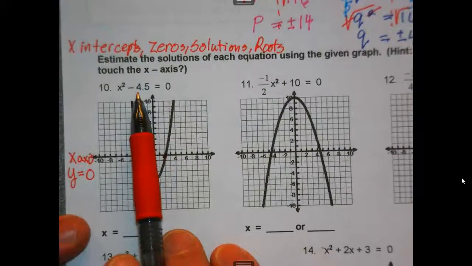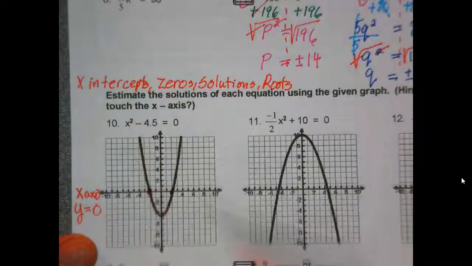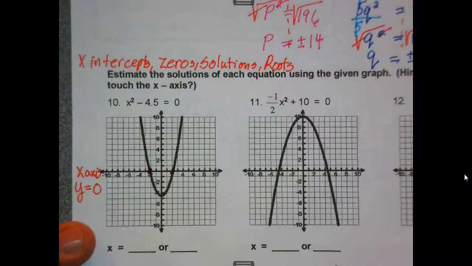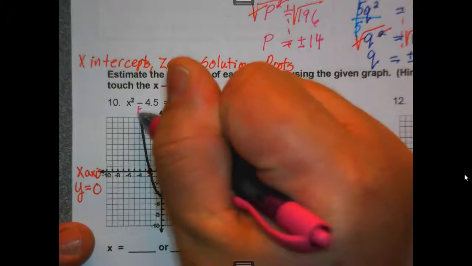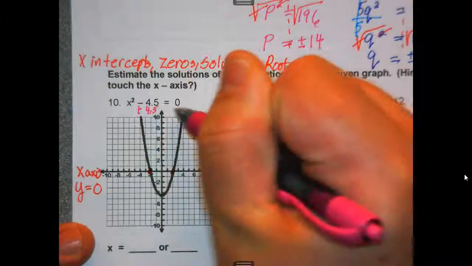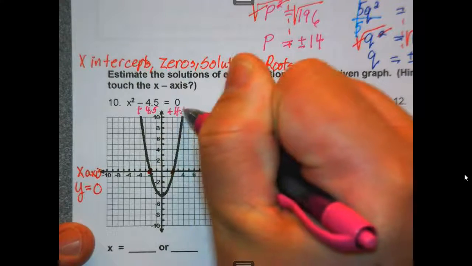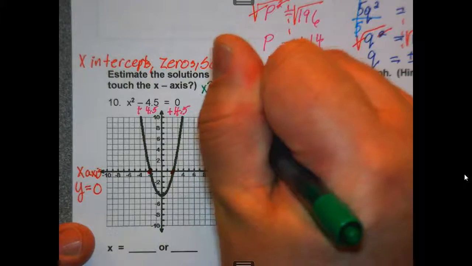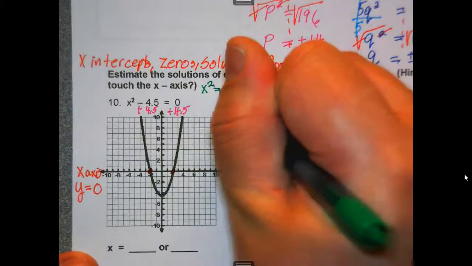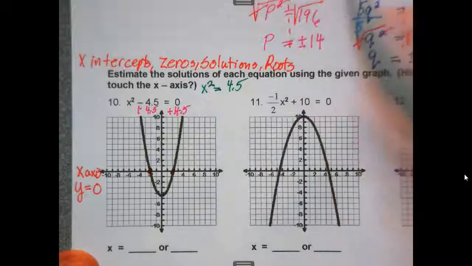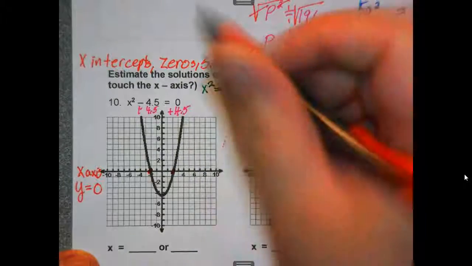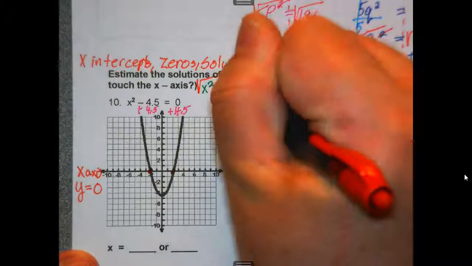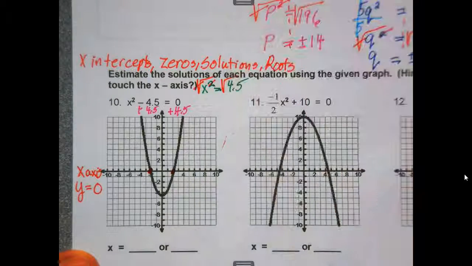So here's what we're going to do. We're going to solve these like we did up here. Okay, so let's get x by itself. We're going to add 4.5 to each side, right? And I get x squared equals 4.5. And how did we get x by itself? Get rid of the power of 2. We're going to take the square root of both sides.